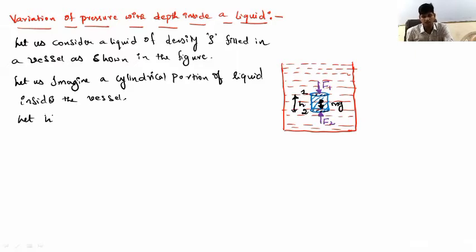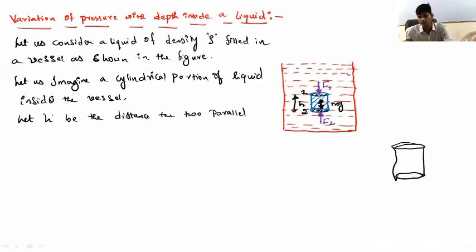Let h be the distance between the two parallel faces of the cylinder. This face and this face of the cylinder are parallel. This is the cylinder. This face and this face of the cylinder are parallel to each other. The distance between the two parallel faces of the cylinder is h.